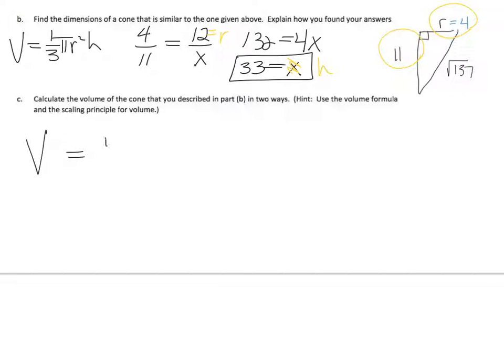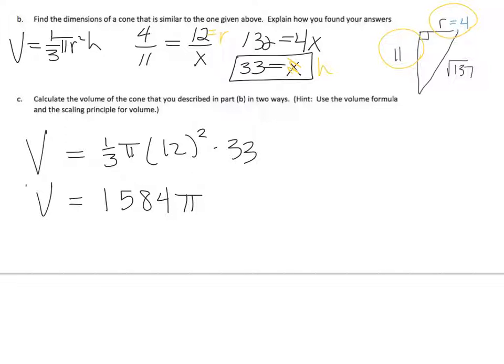Volume equals 1/3 pi r squared h. Remember, similar, they just have to have similar ratios of dimensions, and we would get a volume of a cone that's similar. So I'm going to do 1/3 times 12 squared times 33. It's going to be much bigger. 1584 pi is my volume.